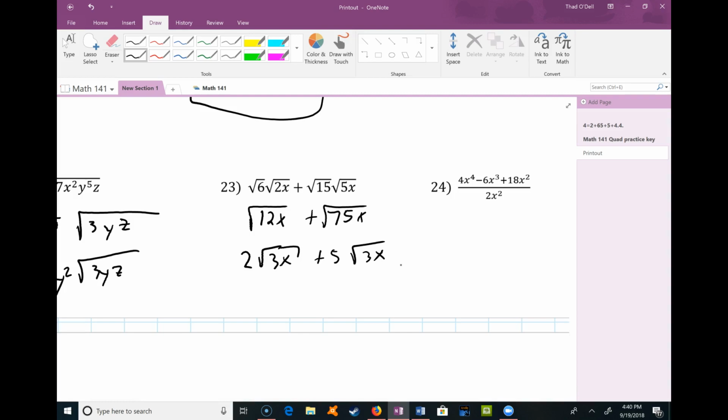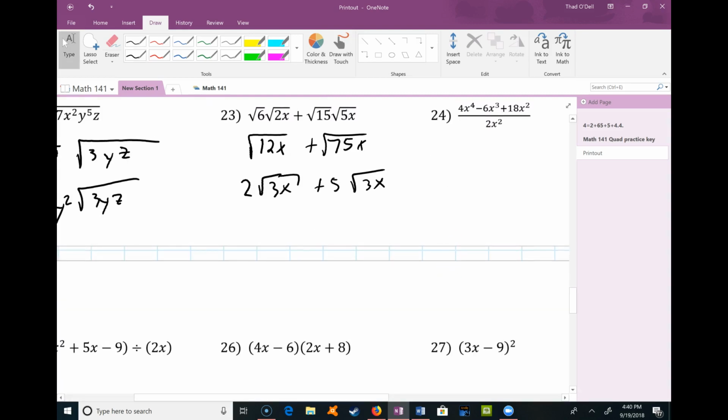Okay. Now I notice they are like terms, aren't they? Because I have 2 of these things and 5 of these things, so I add them together, I get 7 of those same things.